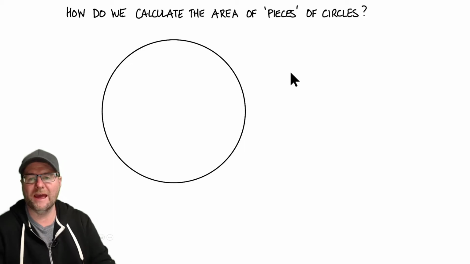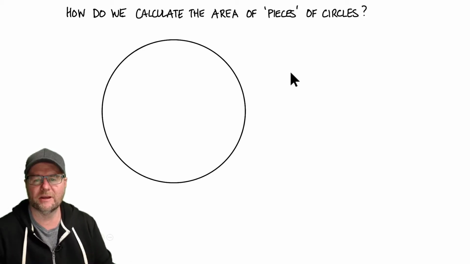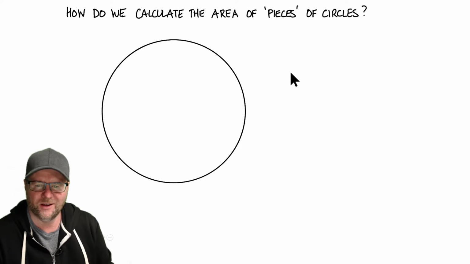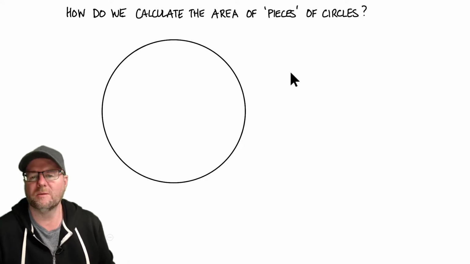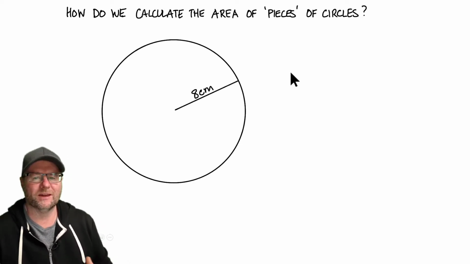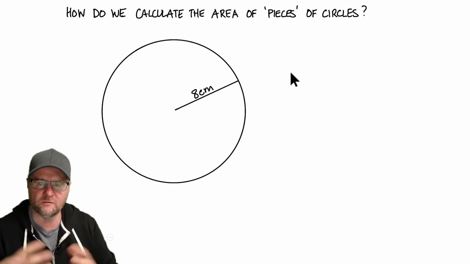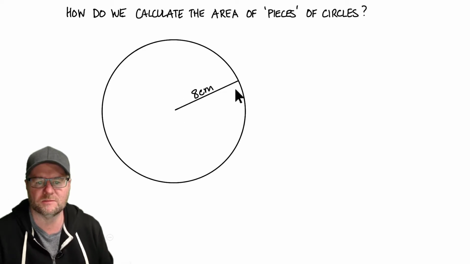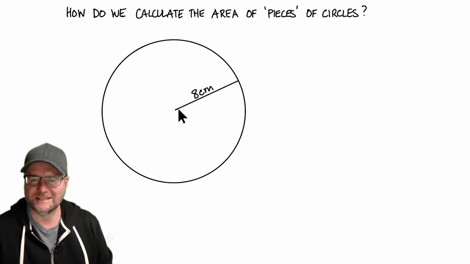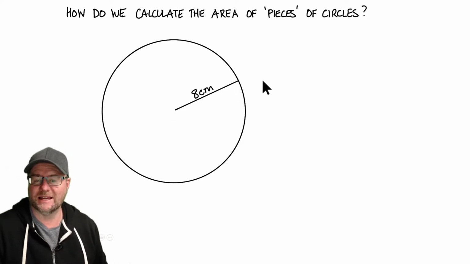Here's a question for you. How do we calculate the area of just part or a piece of a circle? Well, let's start with what we do know. We do know that we can calculate the area of a whole circle, the full circle, if I know this measurement, the radius, the distance from the middle to the outside. So in this case, it's 8 centimeters.